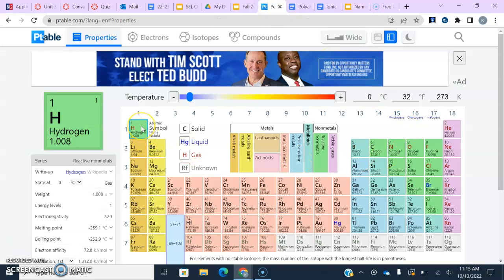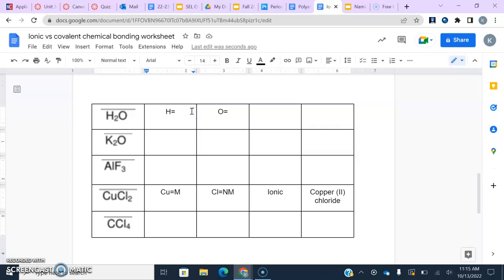Now, hydrogen, remember, he's in group 1 because he has 1 valence electron, but he is green, he is a nonmetal. So even though he is in group 1, he is the exception, he is a nonmetal. So hydrogen's a nonmetal. Oxygen is also a nonmetal. So, nonmetal, nonmetal. Now we know that bonds between two nonmetals are covalent, okay?